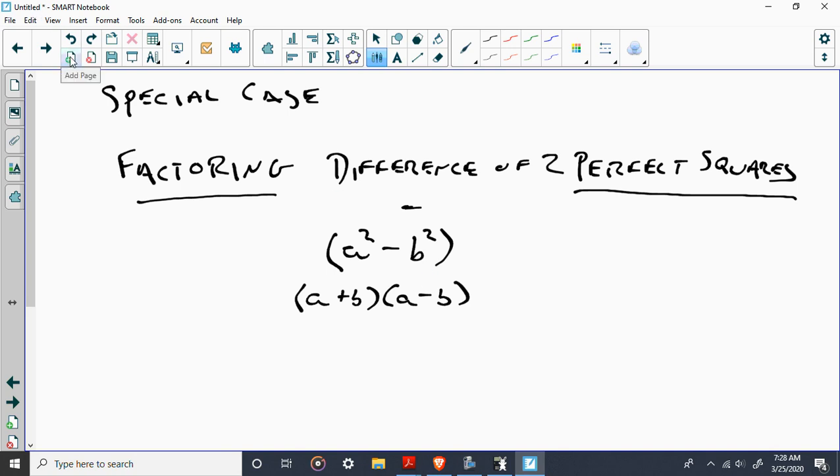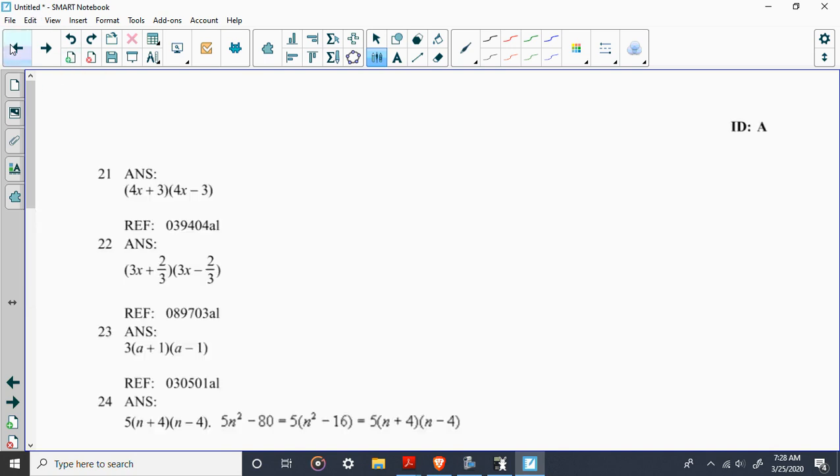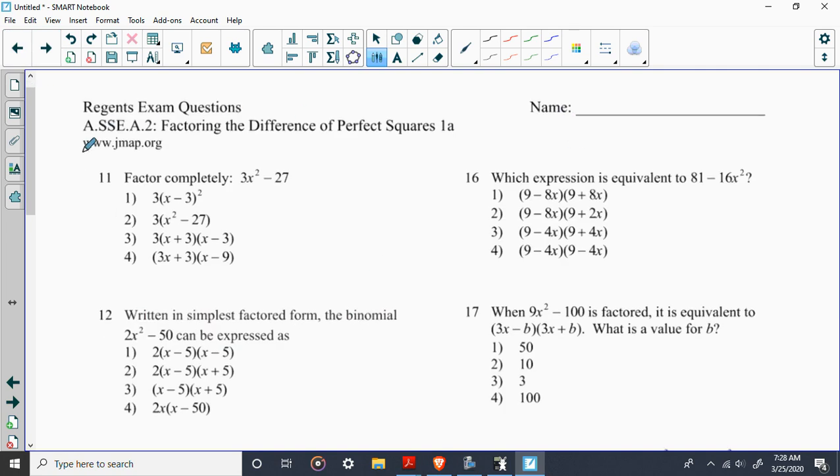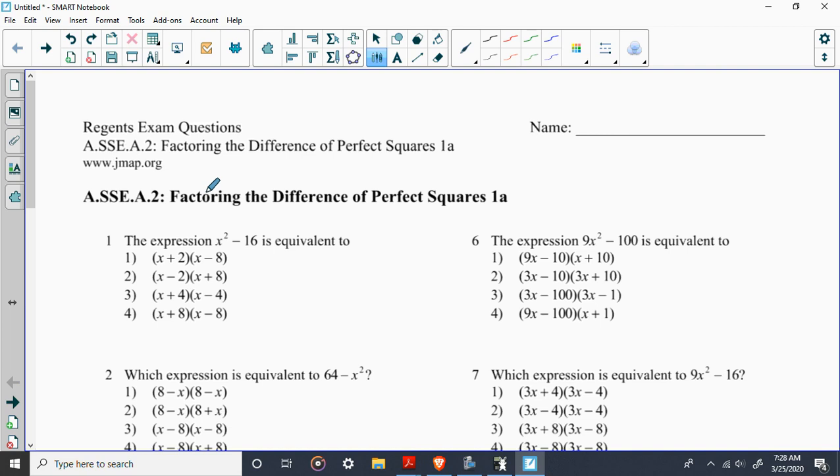So let's look at a few examples. I've taken these straight off of your homework. Whenever I assign you things from jmath.org, you guys should donate money to jmath.org. I should donate money to jmath.org. JMath is a website put together by a couple teachers out in Brooklyn, I think. What they do is compile old Regents questions, from old Regents examinations. This is whatever the standard is, but it's factoring the difference of two perfect squares.